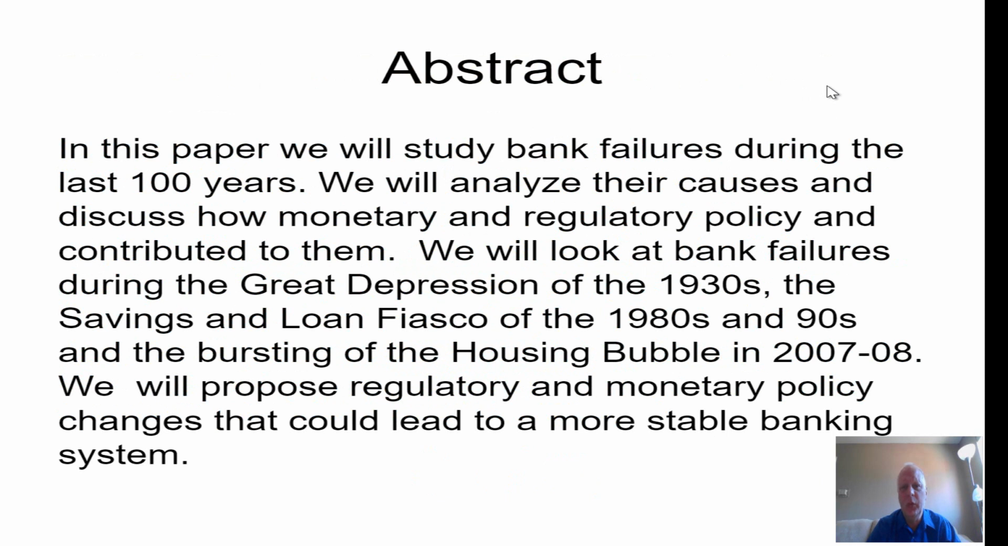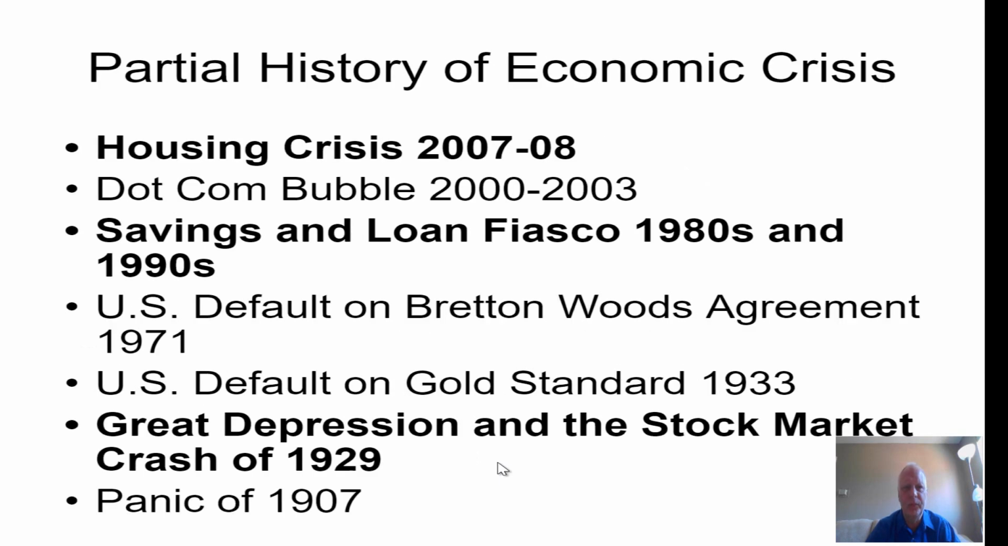In this presentation, we study bank failures during the last 100 years. We analyze their causes and discuss how monetary and regulatory policy contributed to them. We also look at bank failures during the Great Depression of the 30s, the Savings and Loan Fiasco of the 1980s and 90s, and the bursting of the housing bubble during 2007 and 2008. We will propose some regulatory and monetary policy changes that could lead to a more stable banking system.